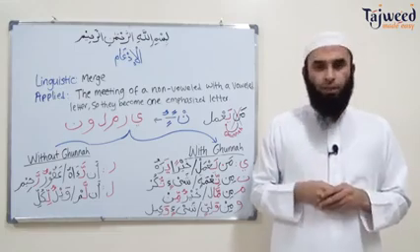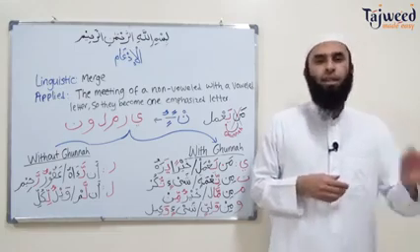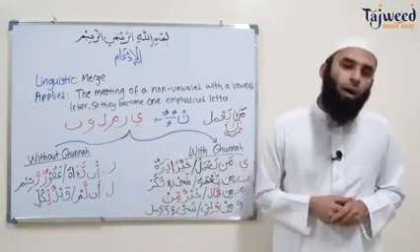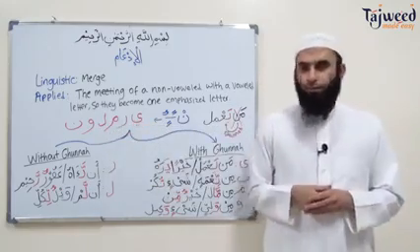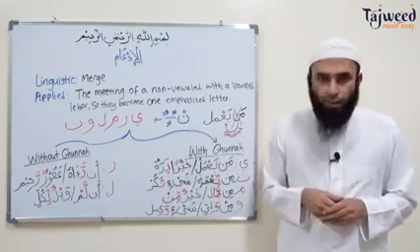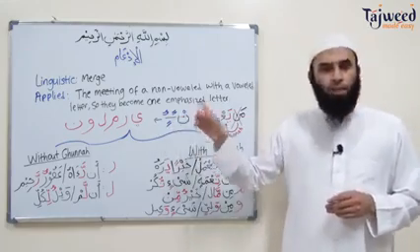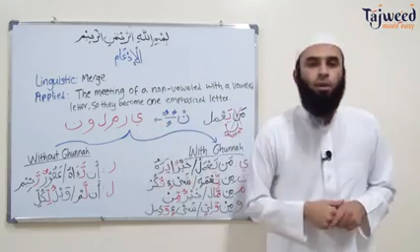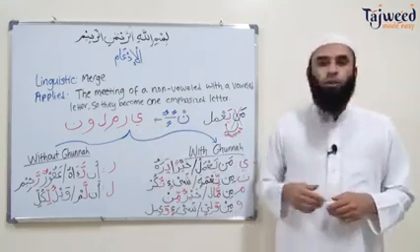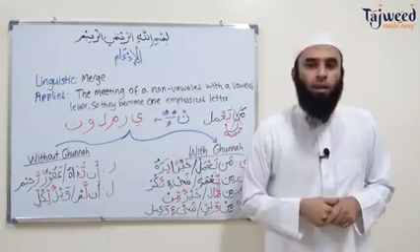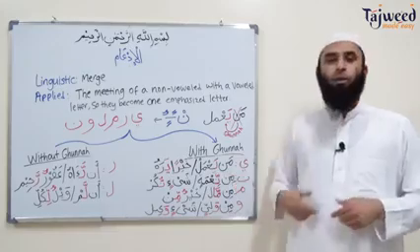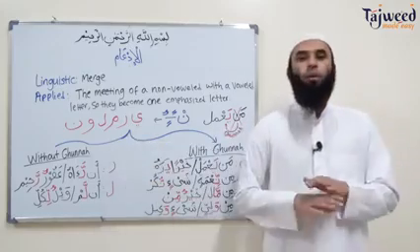And there are 6 letters of idgham, just like idhar there are 6 letters. They are ya, ra, mim, lam, waw, and nun. So what does this mean? Whenever we see a nun sakina, or a letter with tanween, fathatan, kasratan, dhammatan, and it is followed by any of these 6 letters, then we need to merge it into the letter. How would we do this? There are 2 types of merging. Number 1, the merging with ghunna. Number 2, the merging without ghunna.